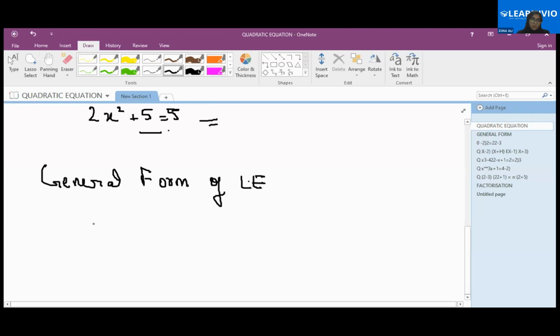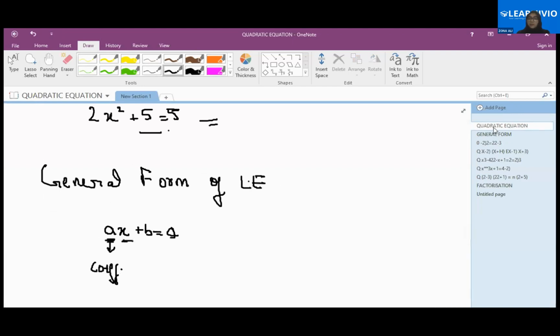Yes, ma'am. So the general form of linear equation was ax plus b is equals to 0, right? You must have a variable. And what is a here? The number which is adjacent to the variable is called as coefficient. You called it coefficient. This is your coefficient, this is your variable.